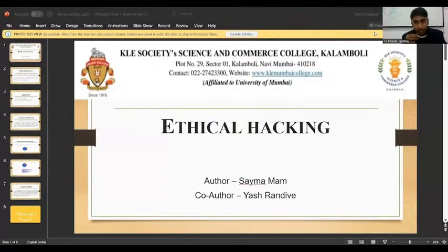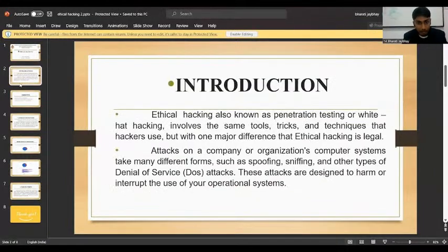I am from KLE College, first year BSc IT. My topic name is ethical hacking. Introduction. Ethical hacking, also known as penetration testing or white hat hacking, involves the same tools, techniques and processes that hackers use, but with one major difference: ethical hacking is legal. Attacks on a company or organization's computer system take many different forms, such as denial of service. These attacks are designed to harm or impair the use of your operating system.